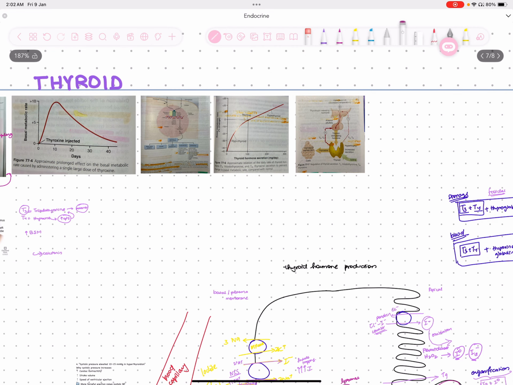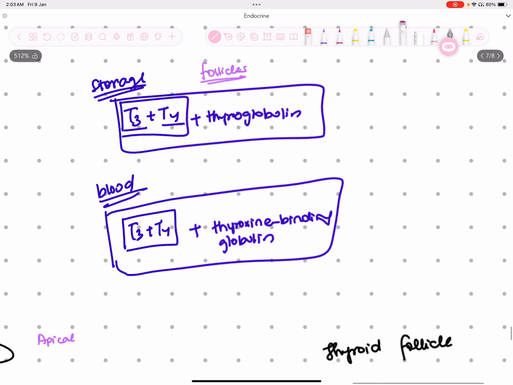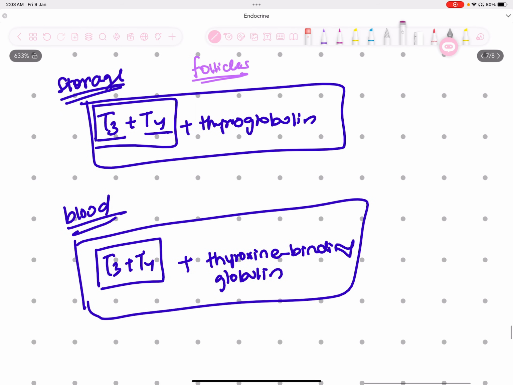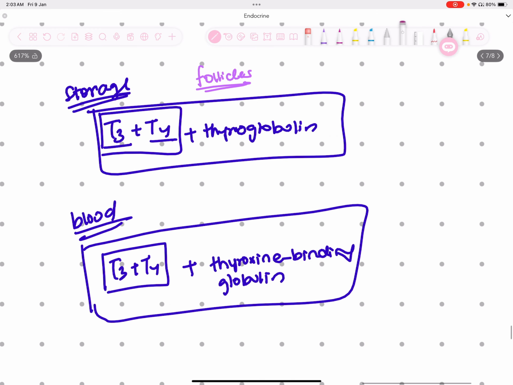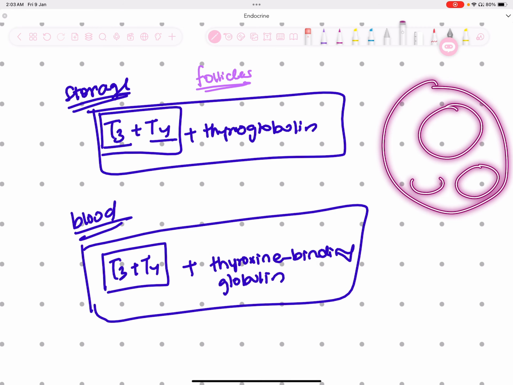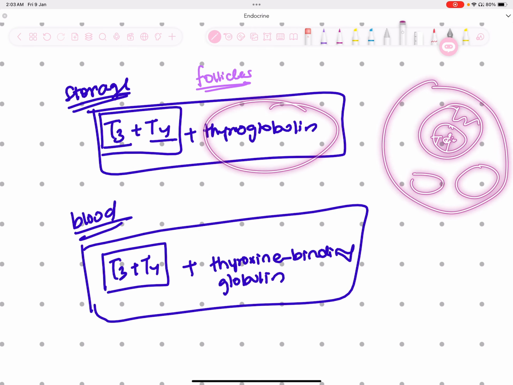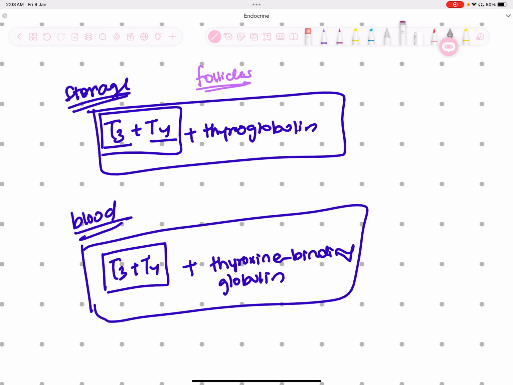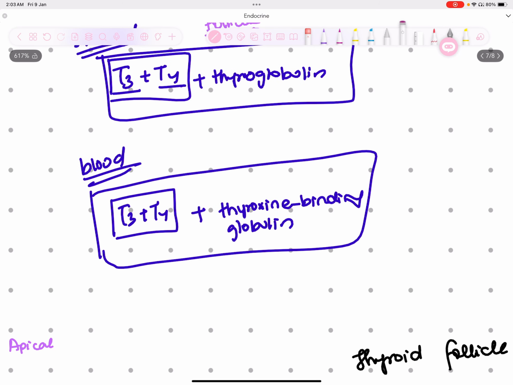Alright, so continuing, thyroxine and triiodothyronine are bound to plasma proteins. I've already told you previously that thyroid hormones are never free. They are stored in the thyroid gland, in the follicular cells, specifically in the colloid, right? In the colloid, they are bound to thyroglobulin, and when they are released into the blood, they do not roam around freely in the bloodstream.